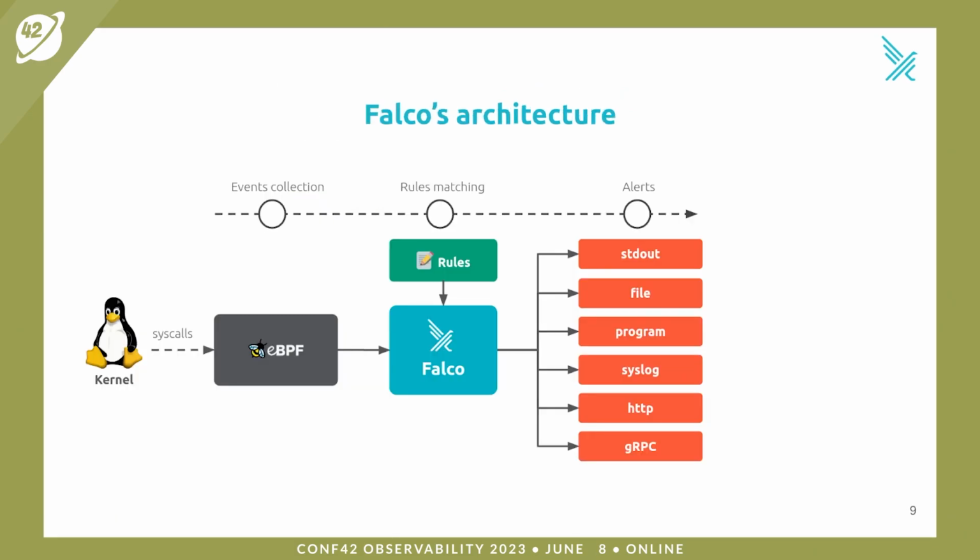For Falco itself, the architecture is here. You have the kernel, and the eBPF probe collects the syscalls from the kernel. And then Falco, thanks to a ruleset, will trigger alerts. If one event from the kernel, from the syscalls, matches a rule, Falco will output an alert. This alert can go to standard output, a file, a program, syslog, an HTTP endpoint, or gRPC.